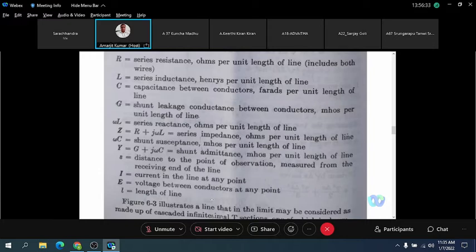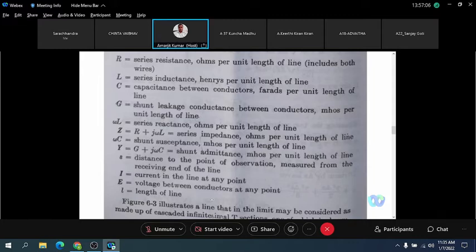Because R, L, G and C are defined as series resistance, series inductance, G the shunt leakage and C the shunt capacitance, per unit length of the line. So when we travel along the transmission line, will voltage and current be constant or will it change? Constant. Why will it be constant?